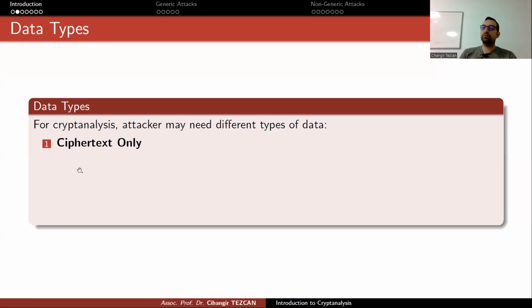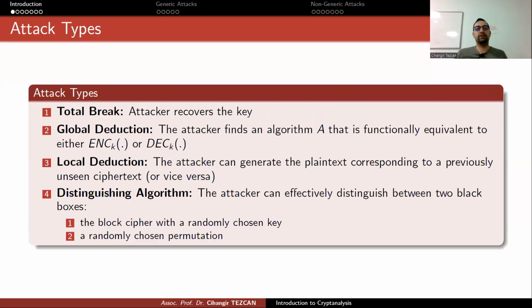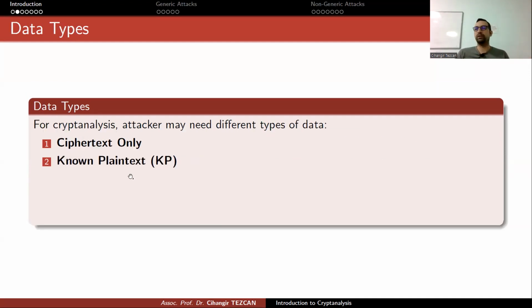But of course, in modern designs, this is very hard to do. So what you do need is to have more information. For instance, if you know many plain text blocks and corresponding ciphertext blocks, you can use that relation and then try to attack the cipher. By attack I mean the attack types in the previous one, like, for instance, you can have the total break or distinguishing algorithm and so on, by only using known plain text.